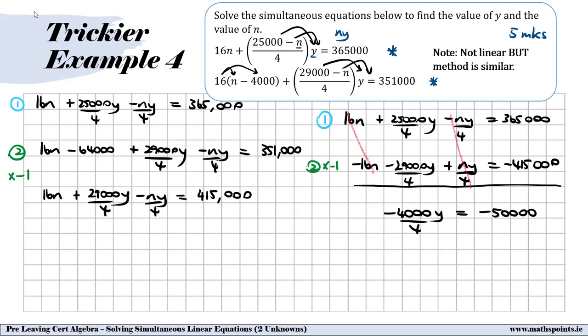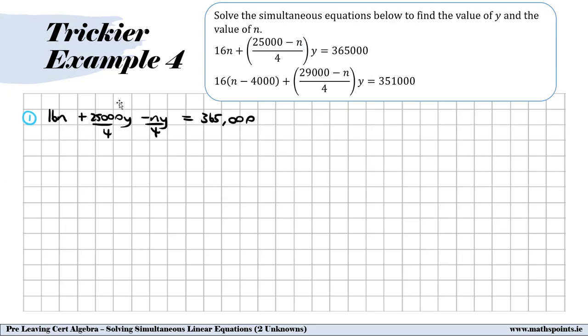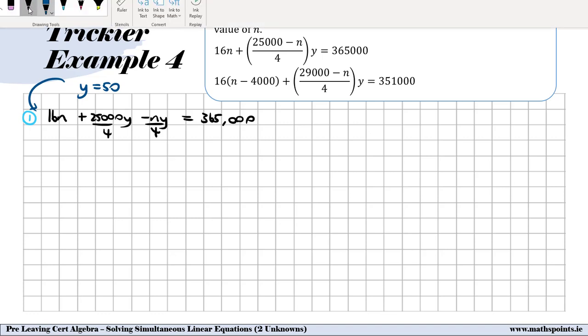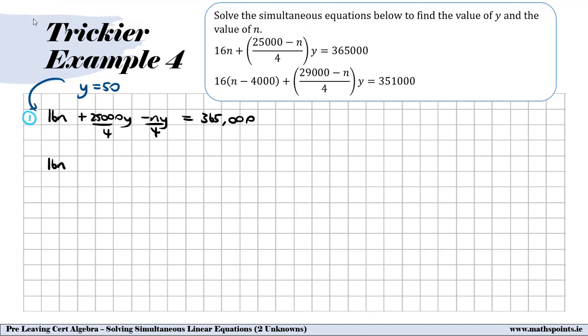Minus 4,000 over 4 is minus 1,000, so minus 1,000y equals minus 50,000, and then dividing both sides by minus 1,000, I get y equals 50. And so we've solved for y. So we're going to take our solved for value of y equals 50, and we're going to sub this into equation 1. Now we could sub it into equation 1 or equation 2, but equation 1 looks like it's going to be less work.